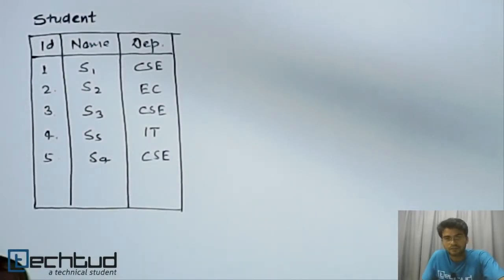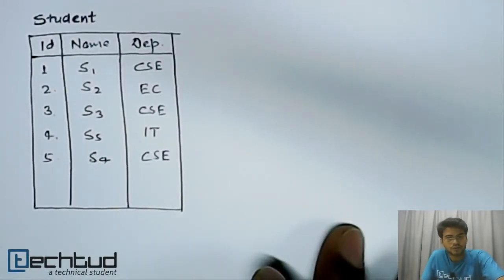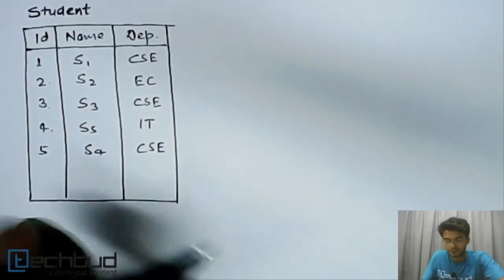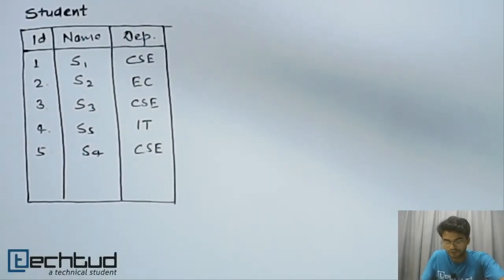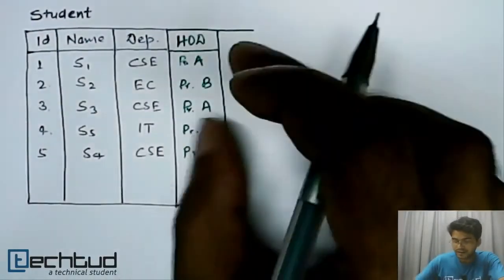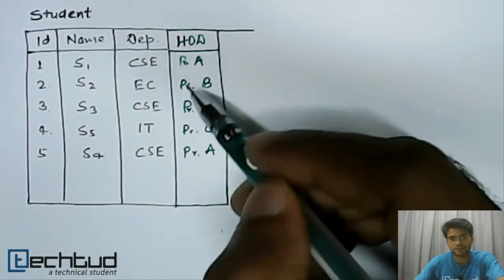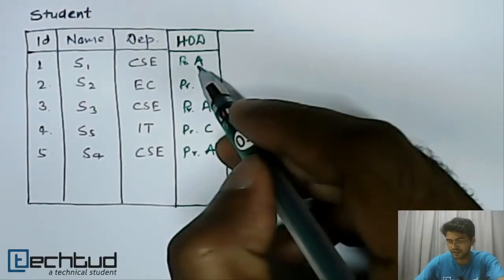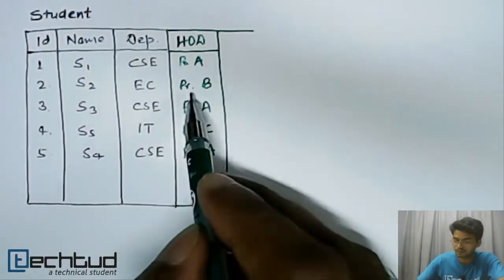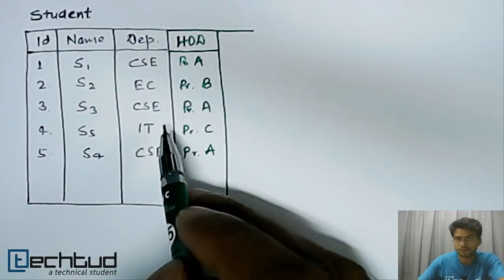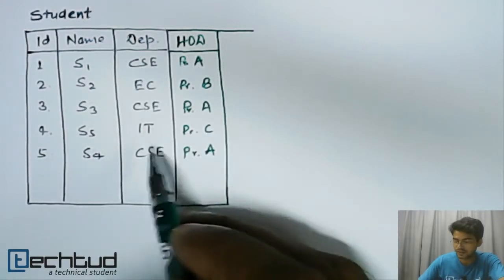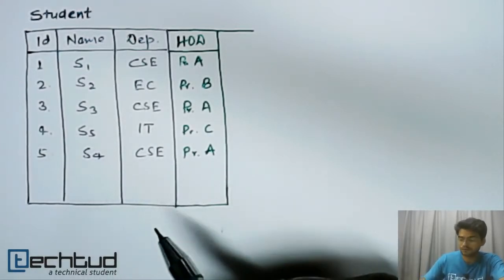Now we have to store the HOD of the departments also. So what we will do, we will make a little modification in this table. We will add another column or attribute, that is HOD, and we will fill in the entries: Professor A is HOD of CSE, Professor B is HOD of EC, Professor A is again HOD of CSE, and similarly we will keep on filling.